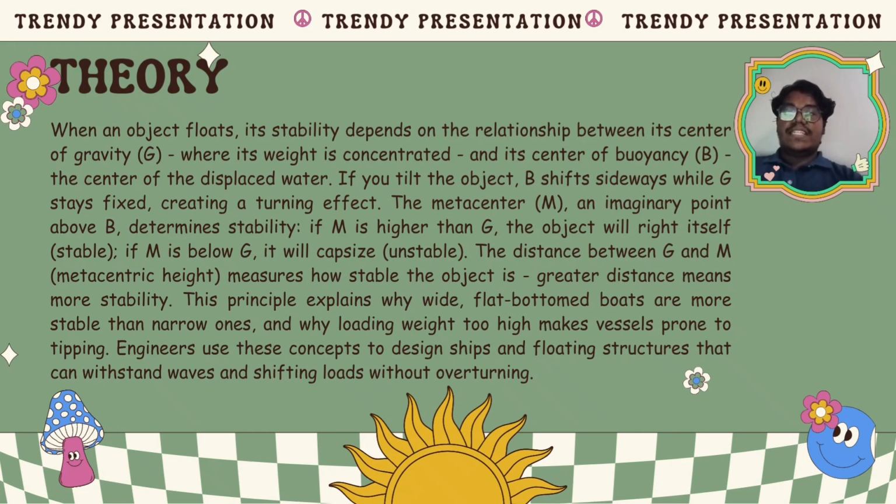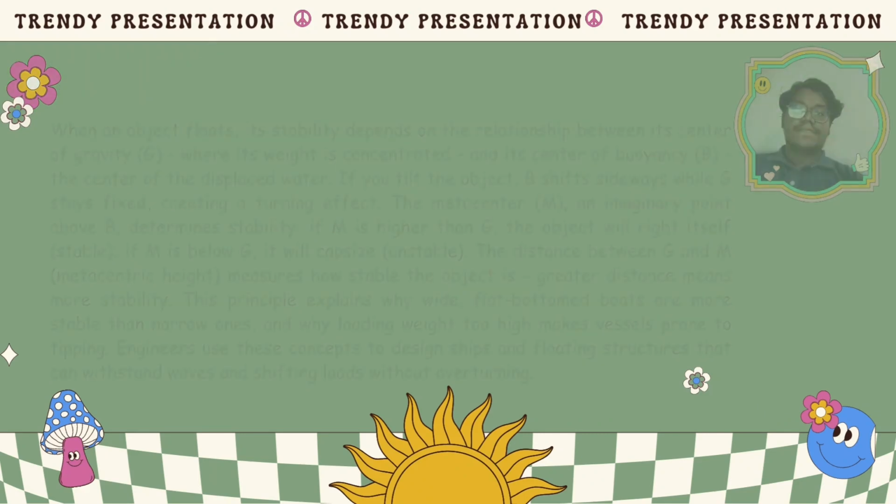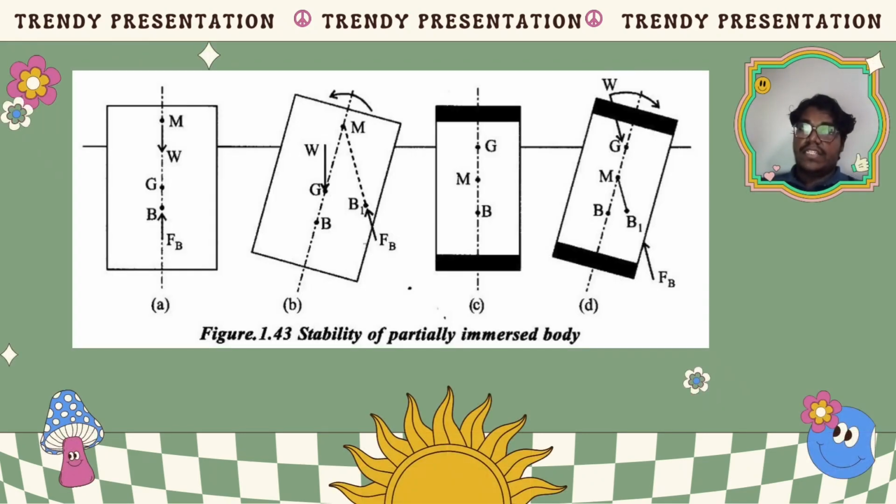The distance between gravity and metacenter, which is called the metacentric height, measures how stable the object is. Greater distance means more stability. The principle explains why wide, flat-bottom boats are more stable than narrow ones, and why loading weight too high makes vessels prone to tipping. Engineers use these concepts to design ships and floating structures that can withstand waves and shifting loads without overturning. These figures here show the stability of an immersed body.